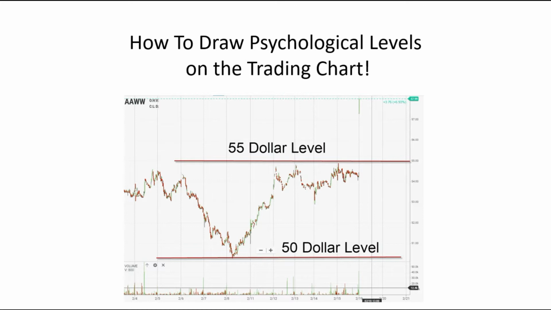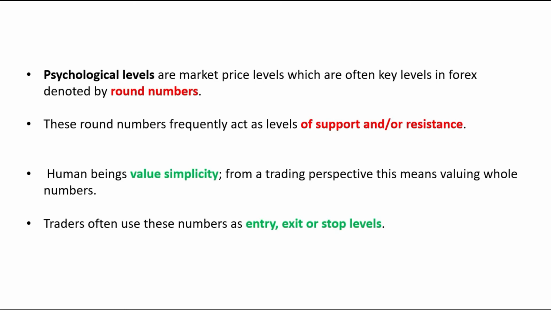But these levels are not just round numbers. By definition, psychological levels are market price levels, often key levels in forex or the stock market, denoted by round numbers. Those round numbers perfectly act as levels of support or resistance. Human beings value simplicity, so from the trading perspective, it means valuing whole numbers. Traders often use these numbers as entry, exit, and stop levels.